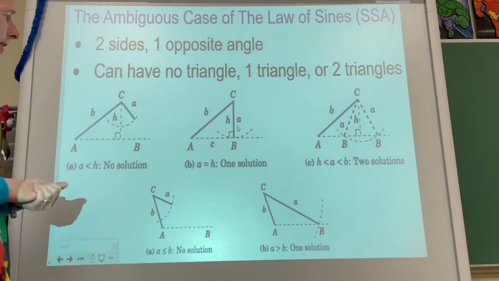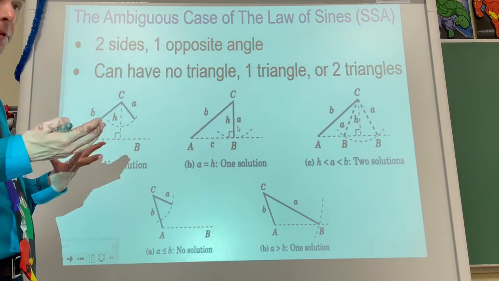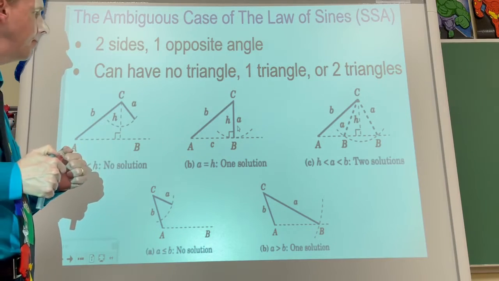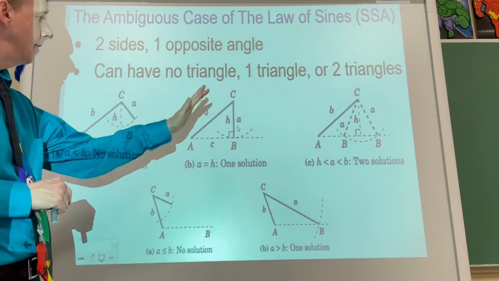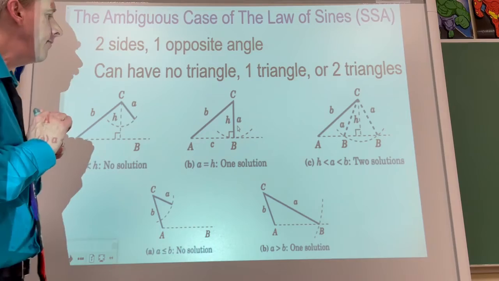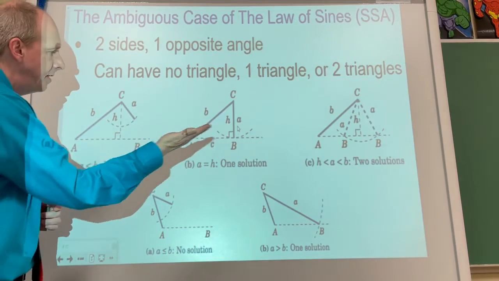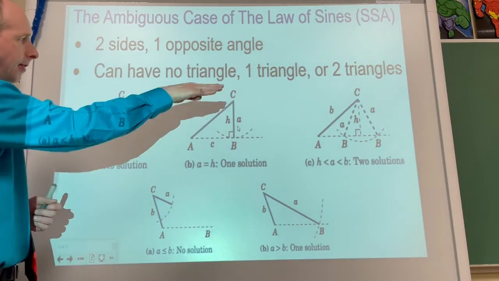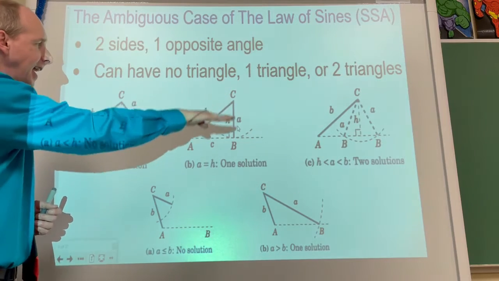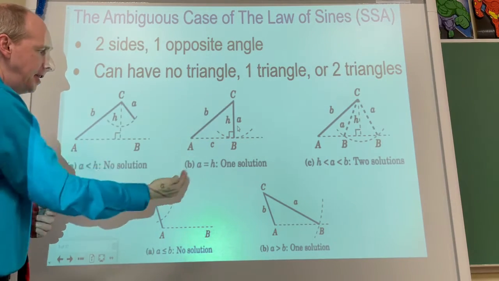Maybe we end up with one triangle. Well, there's one solution then we can find. We have a side, we have another side, and we have our angle. It just happens to make it work, where the height is the same as the length of this side. So A is equal to H.